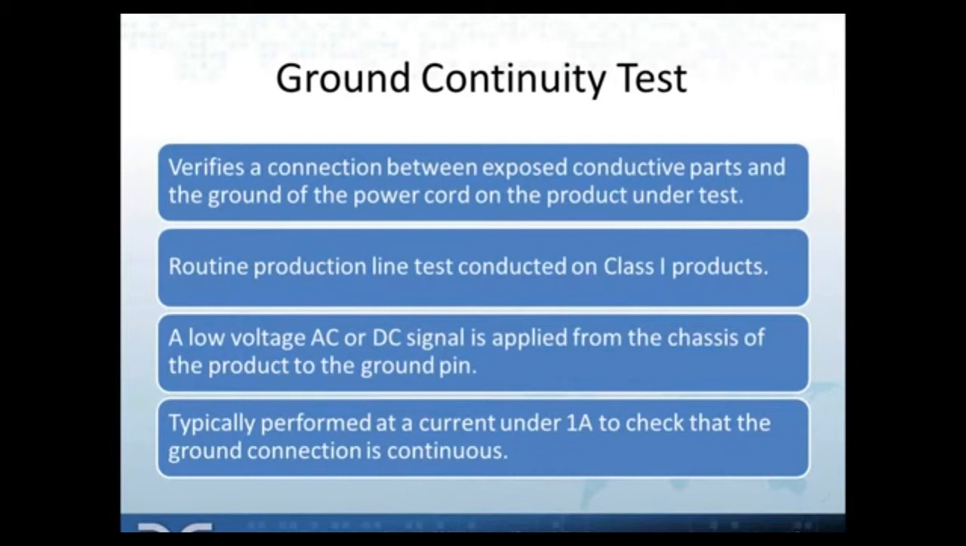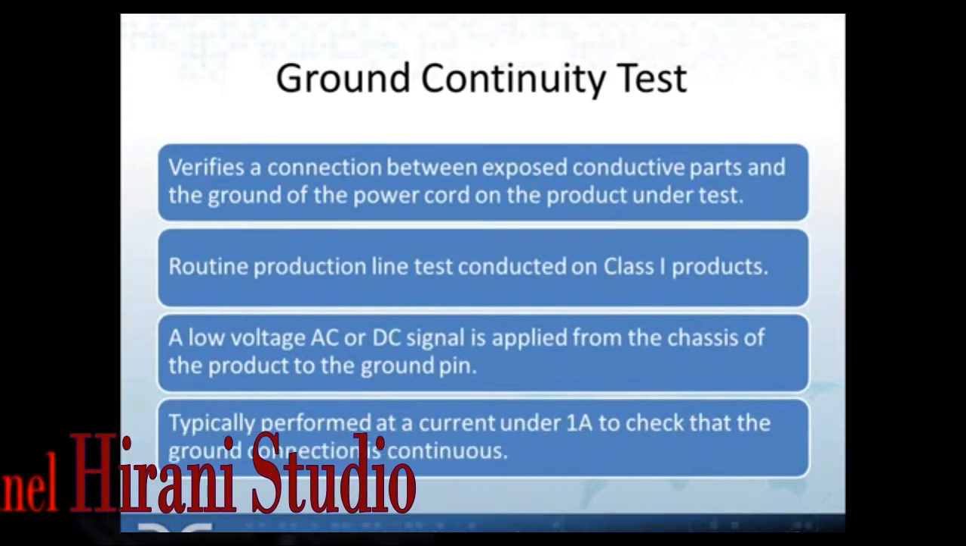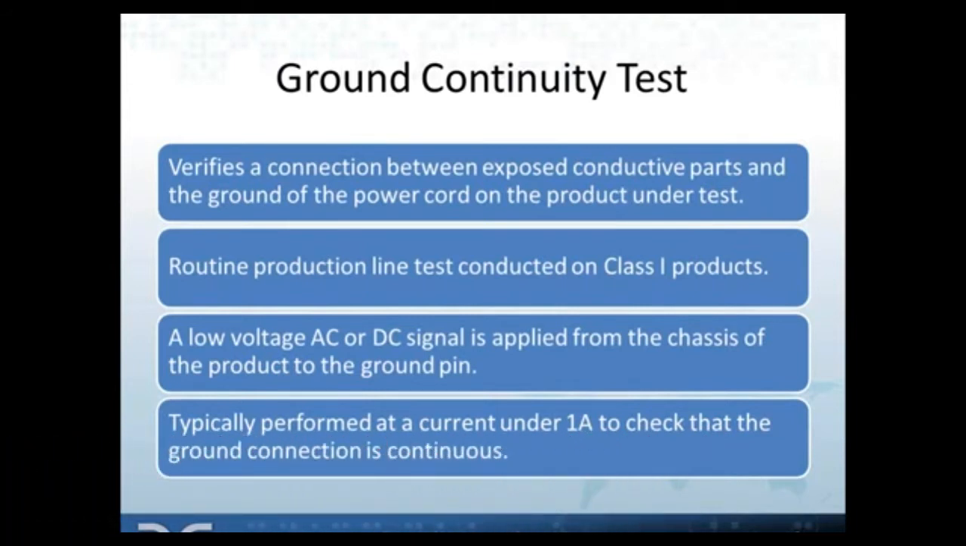By grounding the exposed metal parts, all normal leakage current is safely routed to ground and does not flow through the people who touch the product. Now, the ground continuity test is a low voltage AC or DC signal applied from the chassis of the product to the ground pin. It is typically performed at a current under 1 amp to check that the ground connection is continuous and permanent.